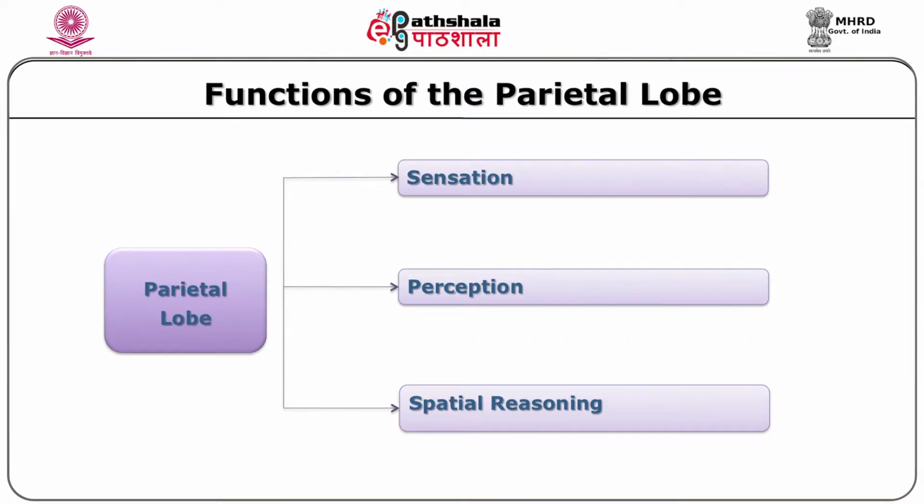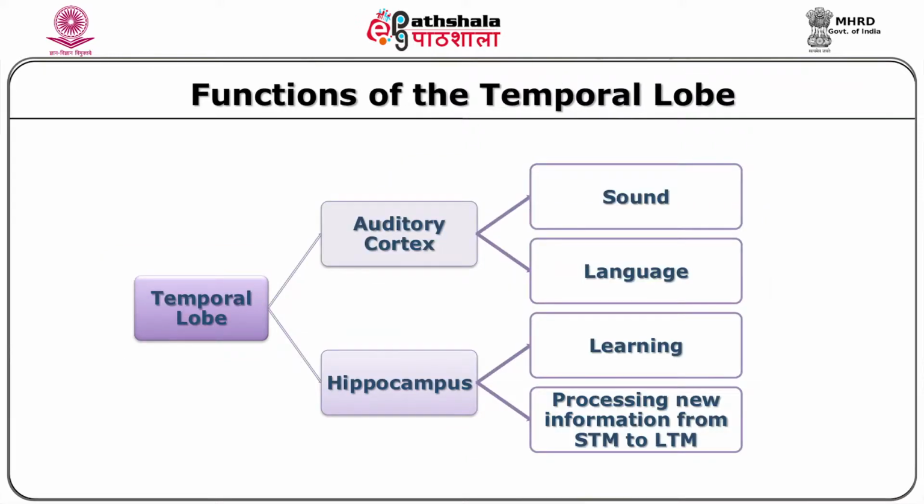The parietal lobe. The parietal lobe processes sensory information from various parts of the body and coordinates spatial relations. It is responsible for sensation, perception, and spatial reasoning. We go on to the temporal lobe. The temporal lobe houses the primary auditory cortex, which is important for interpreting sounds and language. The hippocampus, which is actually the Latin word for seahorse, and is named because it is shaped like a seahorse, is located in the temporal lobe. The hippocampus plays a very important role in learning.